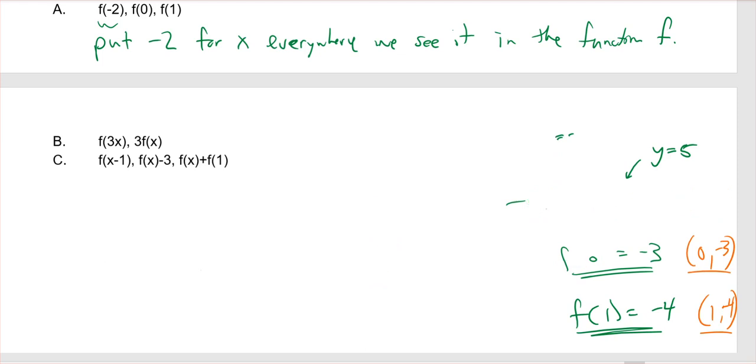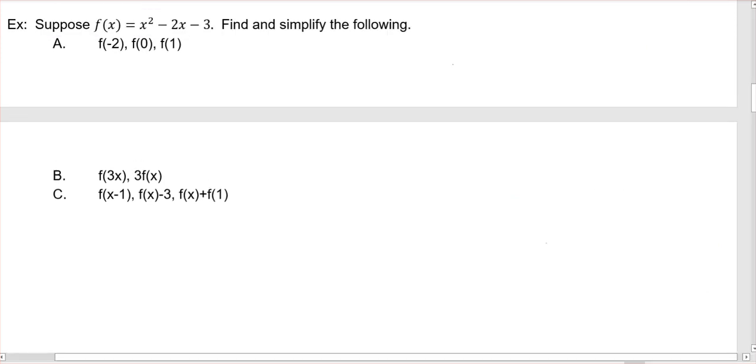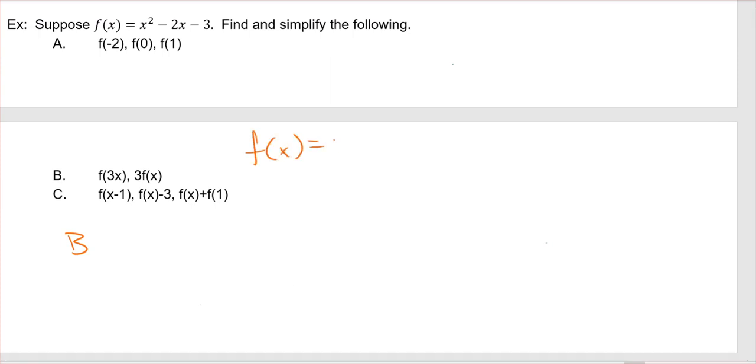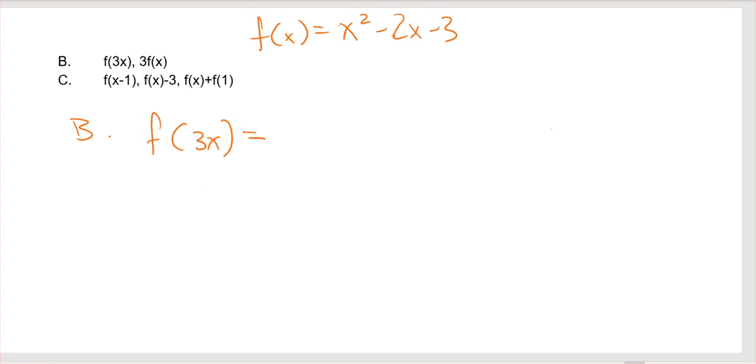So let's do the other examples here. And now that's gone. Okay, so part B here. Let me just write f(x). I should have done this while I had it paused, huh? Oh well. So there's our function, and we want to do part B, right? So f of 3x. So we're going to just do the same thing here, right? We're going to put 3x wherever we see x.